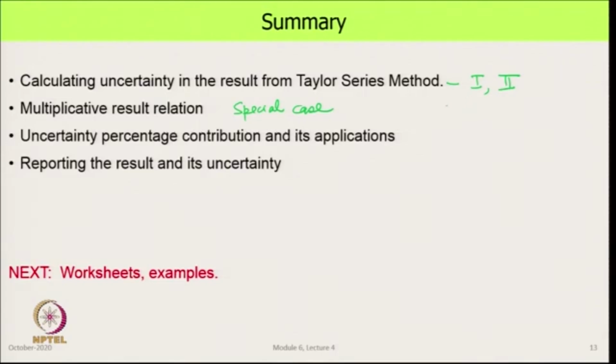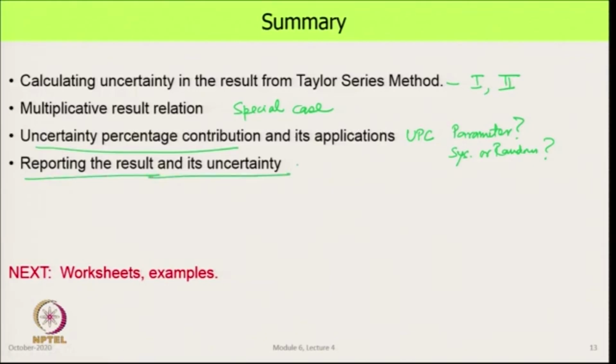Then this analysis gave us a breakup of uncertainty percentage contributions. So, we defined what is UPC, and then we could see where it came from, which parameter or with measurement, and whether systematic or random. So, we got lot of information from this analysis, and we then combined everything and we saw how do we report the result and its uncertainty, which was central to our objective.